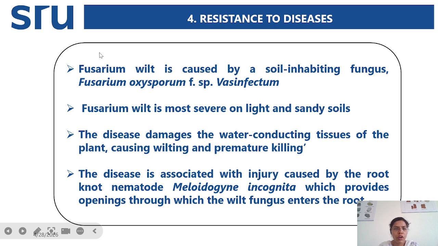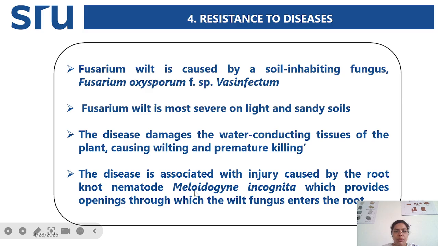In case of cotton, wilt is a major disease. That is the fusarium wilt, which is a soil inhabiting fungus. The scientific name of this fungus is Fusarium oxysporum f. sp. vasinfectum. This wilt is a major disease in cotton, and it is mostly severe on light and sandy soils. In light and sandy soils, we can mostly see this fusarium wilt, which damages the tissues of the plant and causes wilting and premature killing. Generally, this fusarium wilt is associated with a nematode, the root knot nematode.